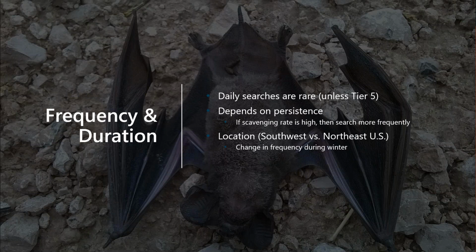But again, if you have carcasses that don't persist for very long in the landscape, this is going to increase your uncertainty in your estimates. In addition, location matters when you are considering search frequency and duration. For example, if you're in the northeastern United States where it stays cold during the winter and bats typically hibernate, you may not need to monitor for bats during these times unless you have an incidental take permit that requires it. But in the southwestern United States, where it can be 90 degrees in January and bats are active year-round, then year-round monitoring is likely more appropriate. But often the search interval is increased during winter due to decreased bat fatalities.